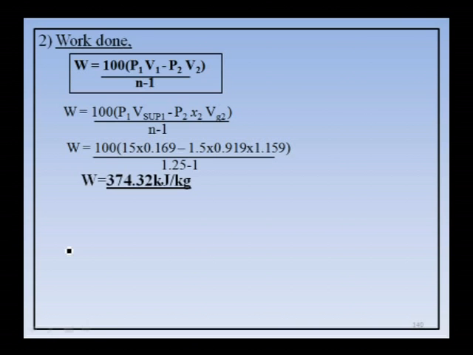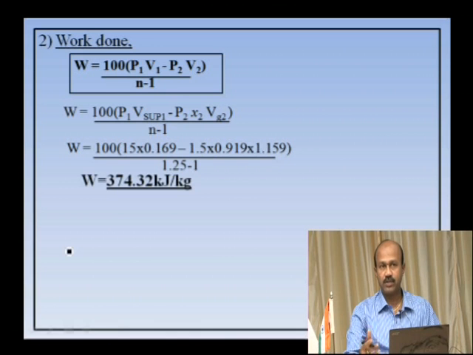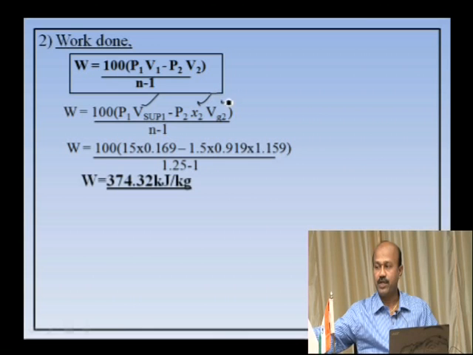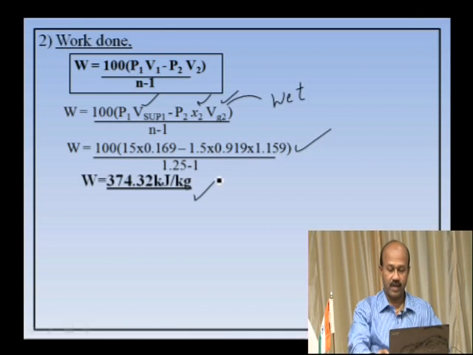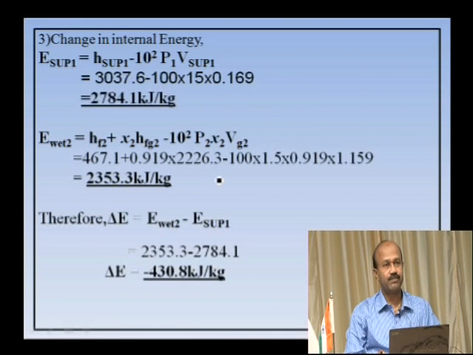We know work done W, in a polytropic process, is 10^2 (P1 V1 minus P2 V2) divided by (n minus 1). What is the initial condition of steam? Superheated. Therefore, P1 v_sup1 minus P2 x2 v_g2. Why? Because final condition is wet and initial condition is superheated. Therefore, I have taken this relation. By substituting the values, you will get work done around 374.32 kilojoules per kg.